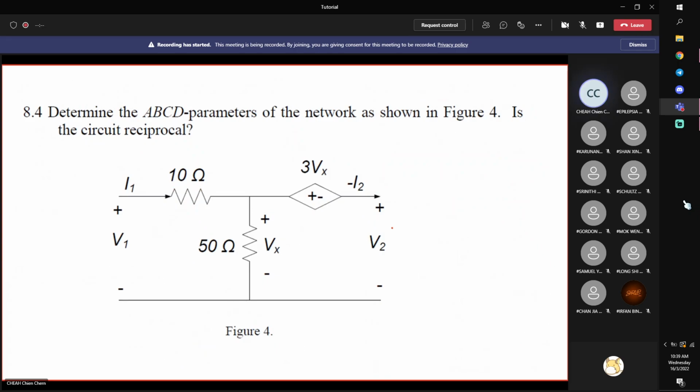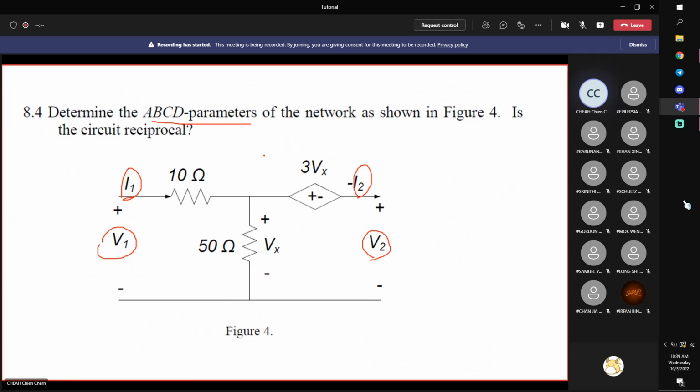So I hope everybody gets the ideas, right? Write down the desired form that you want. Use circuit analysis to write down equations in terms of the 4 parameters, 4 variables. Then rearrange it into the form that you want. So this is basically what we do for the 2-port network modeling.